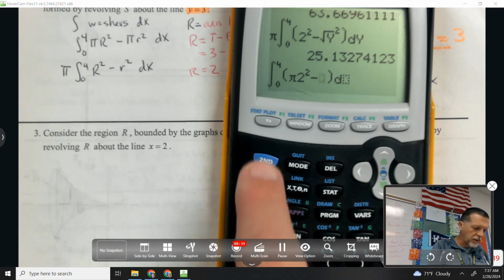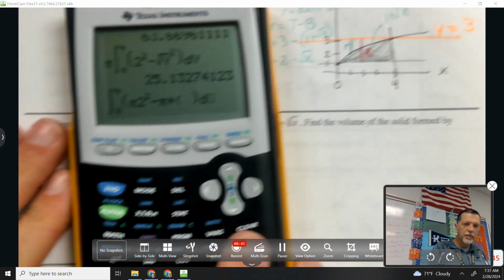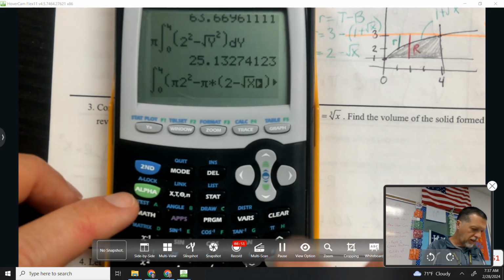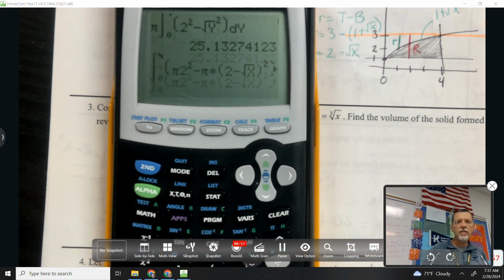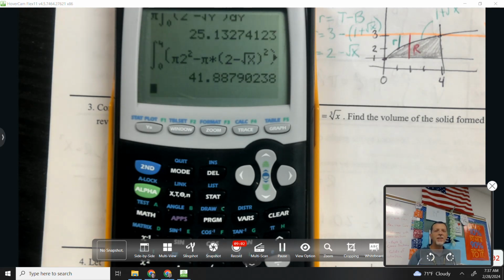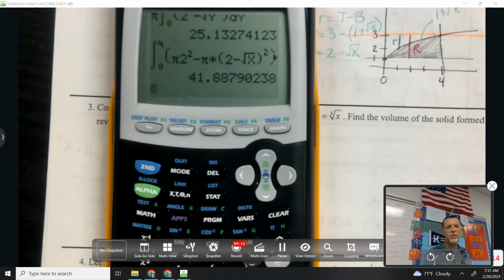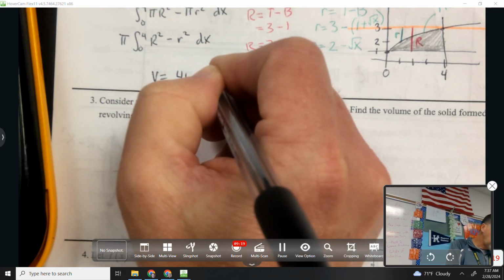Okay, I've already started, so I'm just going to leave it in there. Pi times, okay, little r is a little bit trickier. Open parentheses, 2 minus square root of x, close parentheses squared, dx. Ooh, had to think about that one for a little bit. Again, you take the pi out front, it's completely accurate. I leave it in there sometimes because now I can tell by looking at my calculator this is a pi r squared minus pi r squared problem. 41.888.